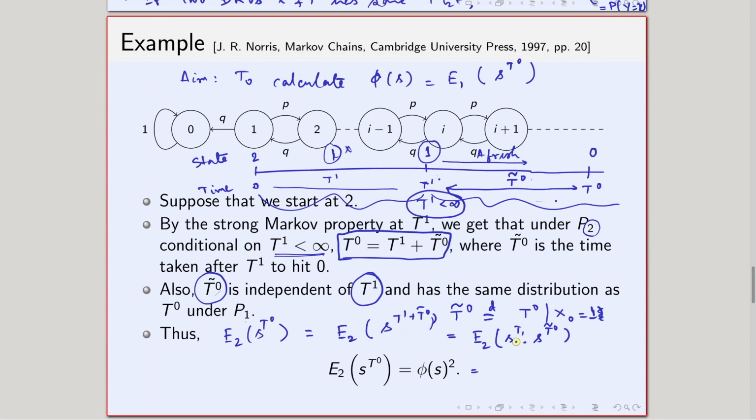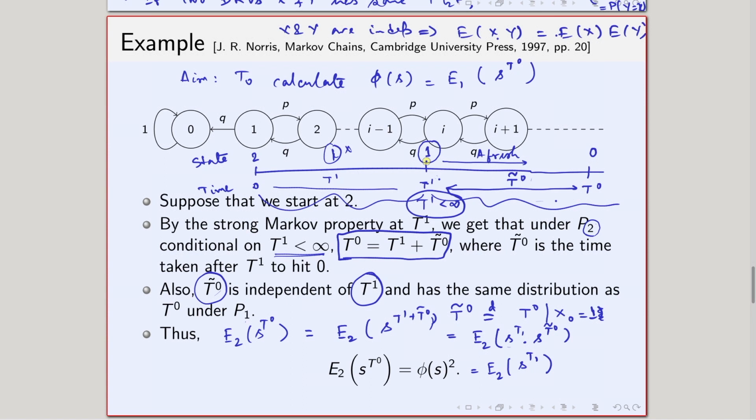Now I will use the independence, that this part is independent of this part. If we know that x and y are independent, then the expectation of xy is the same as the expectation of x times the expectation of y. Now in this case, if I take s to the power t1 as x and s to the power t naught tilde as y, then these two random variables are independent.